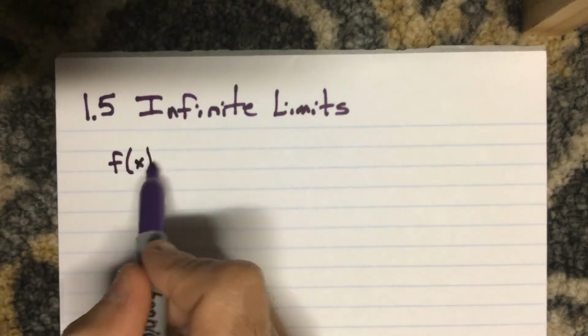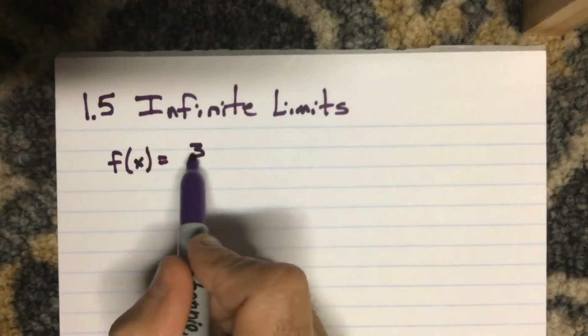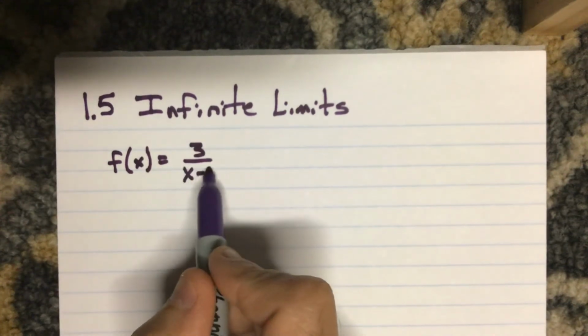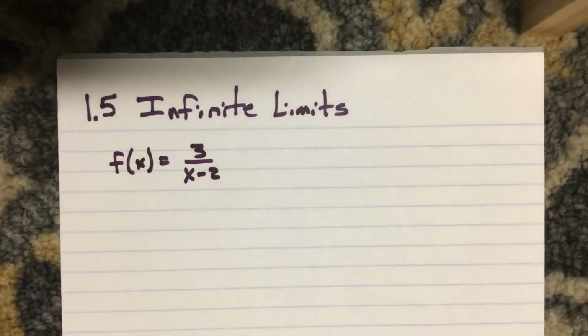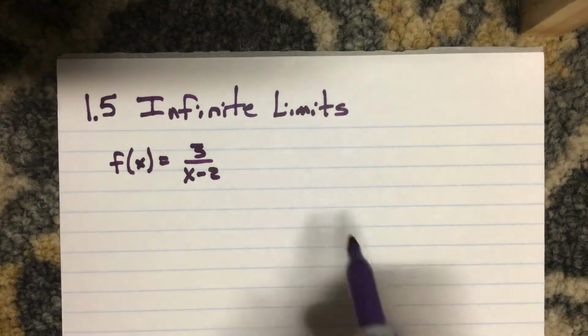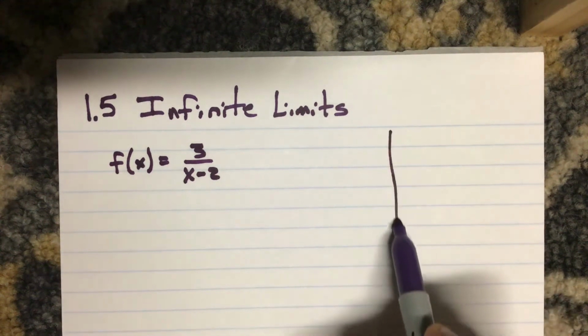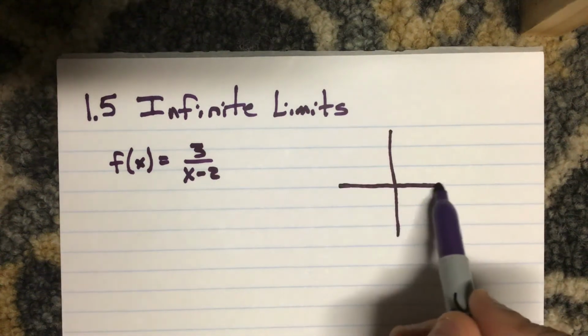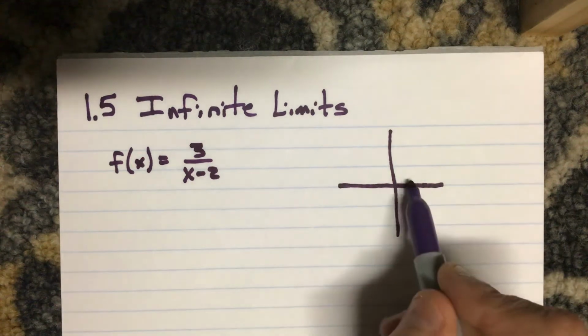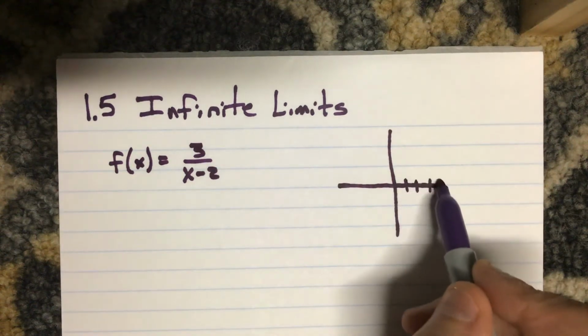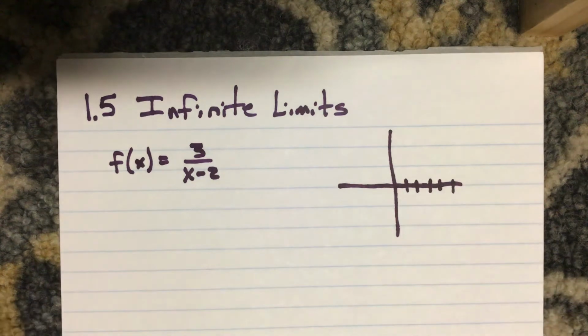f of x equals 3 over x minus 2. So clearly this function is undefined at x equals 2. We cannot plug 2 in. That's an asymptote. So we can sketch a graph of this to see what it looks like. There's an asymptote at 2, so we'll just draw a dotted line there to show the asymptote.